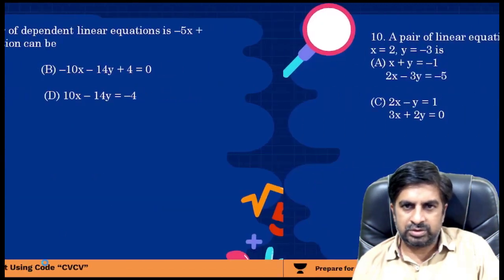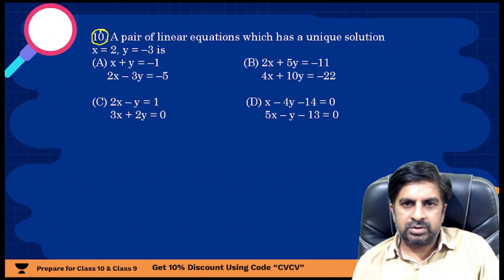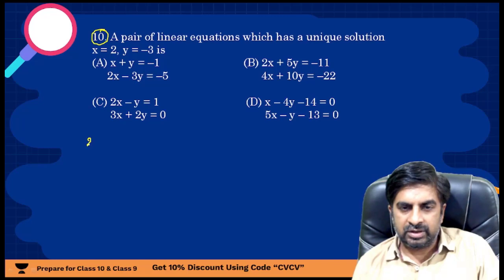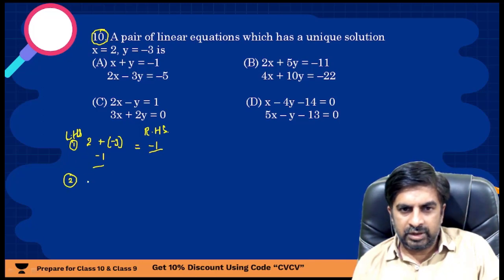Moving towards the last question of this, question number 10. A pair of linear equations which has a unique solution x equals 2 and y equals minus 3 is. Now this question is very lengthy, and here you need to put these values in the place of x and y. Let me check the LHS of the first: 2 plus minus 3 should be, this is LHS and equals RHS. So here you are getting minus 1, and here also minus 1. So this is matching. Now let us go with the second equation of A.